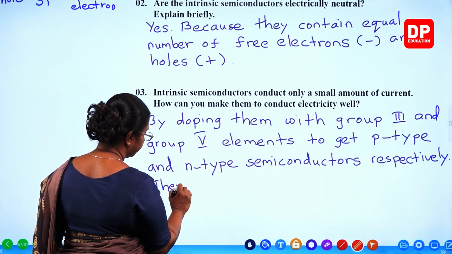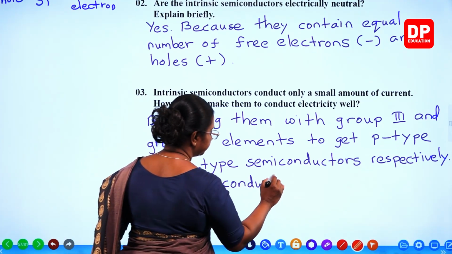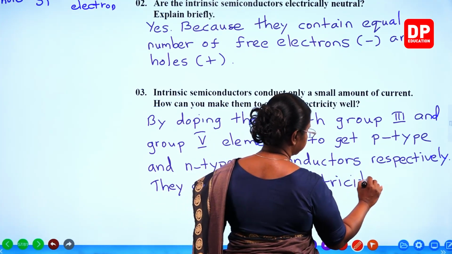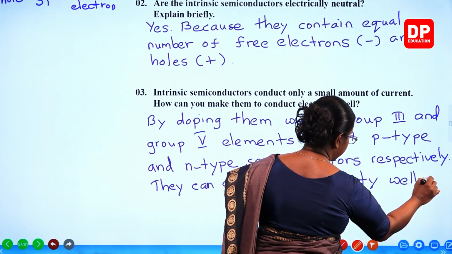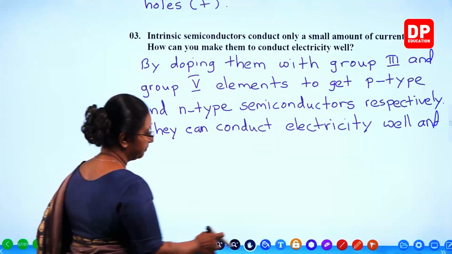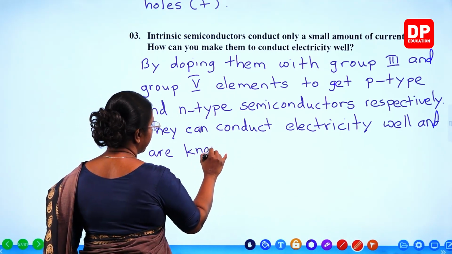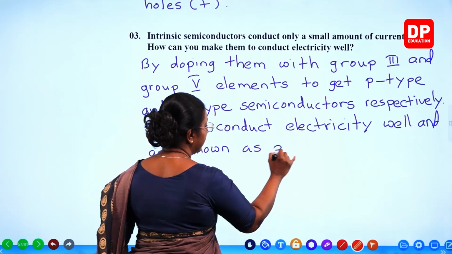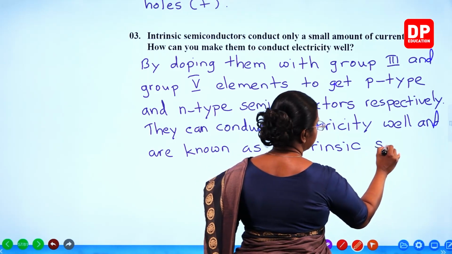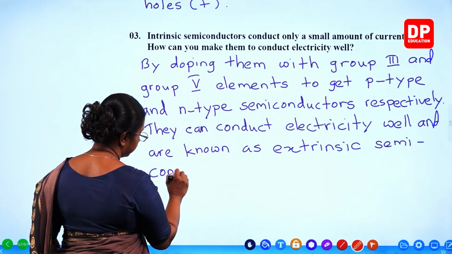They can conduct electricity well. And what do we call them? Are known as extrinsic semiconductors.